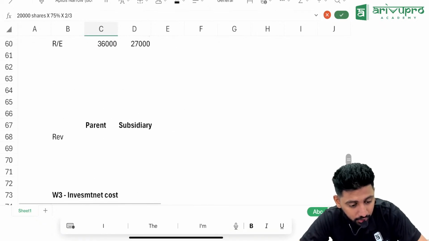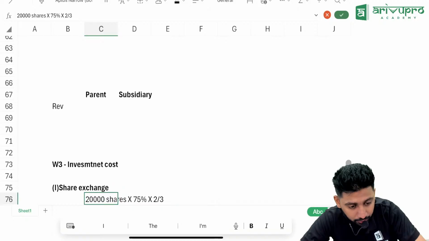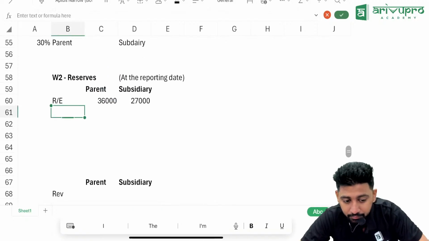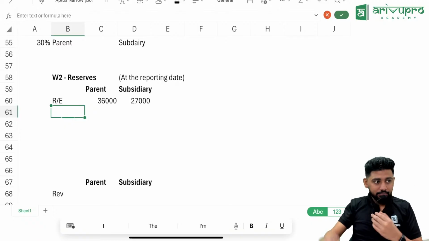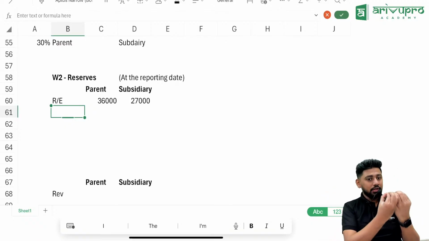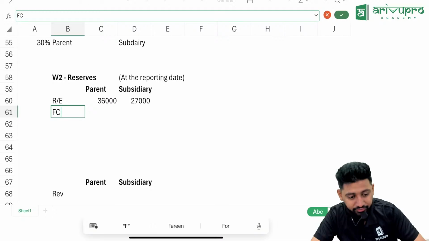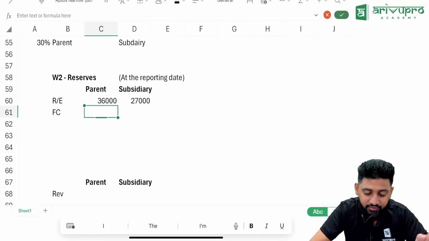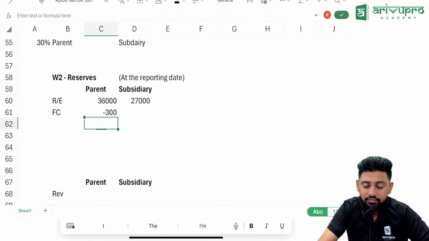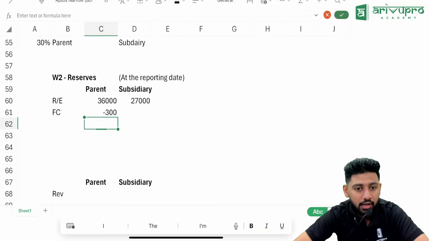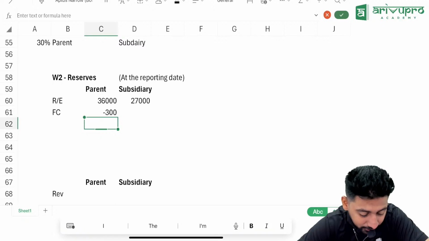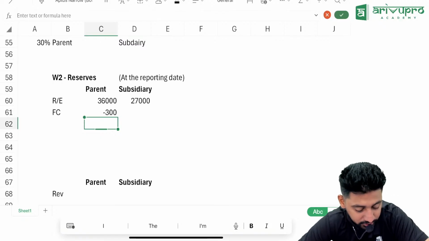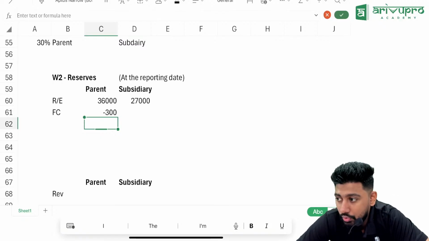I go down. Now look here. My retained earnings, I have finance cost that is not recorded. So I'm going to say FC, finance cost, minus 300. Are we clear? Why? Because finance cost has an impact on my retained earnings. Understood? Yes or no? Okay.